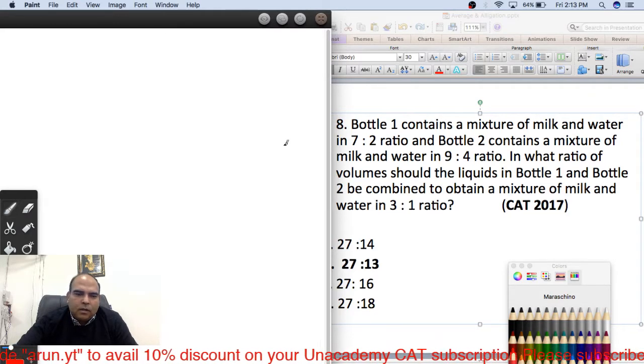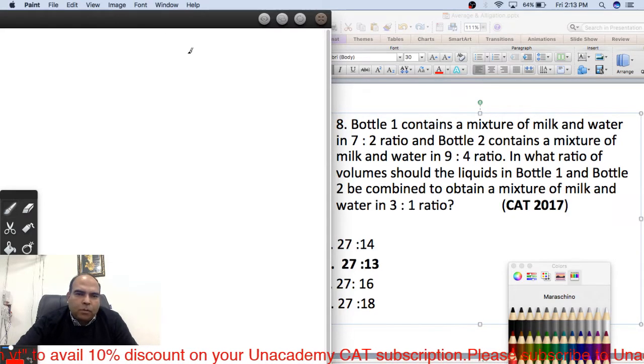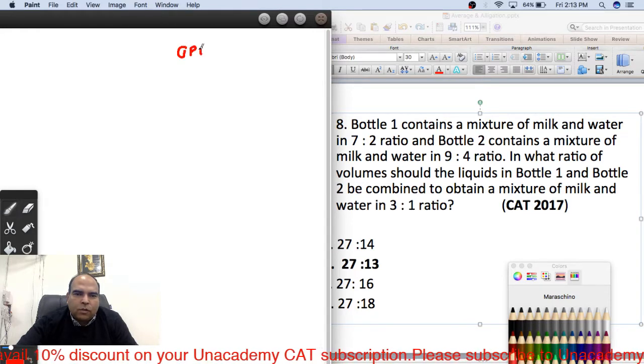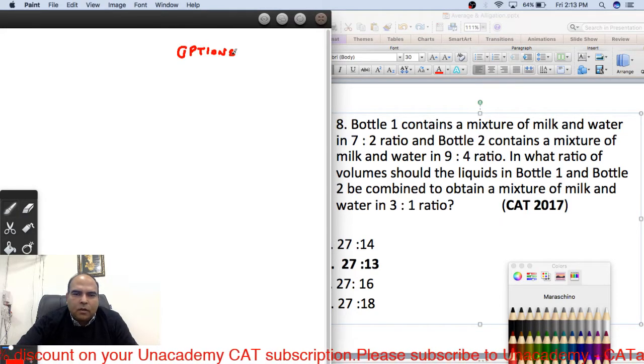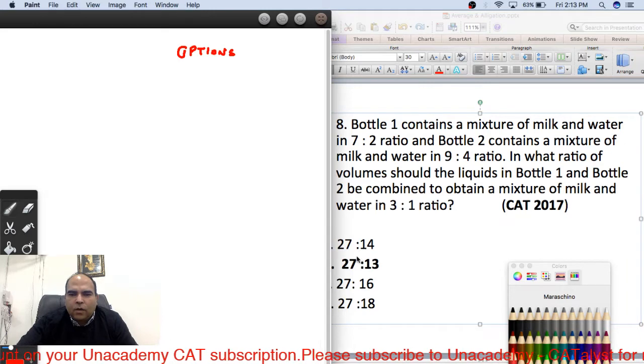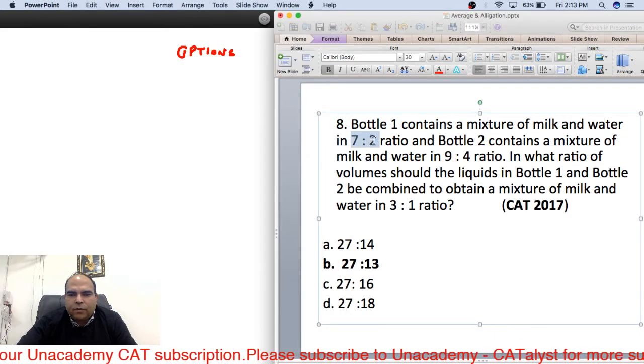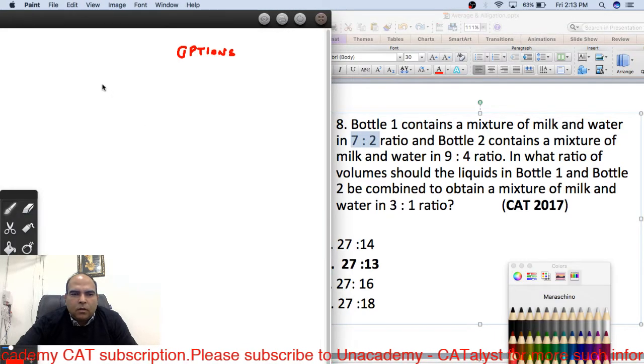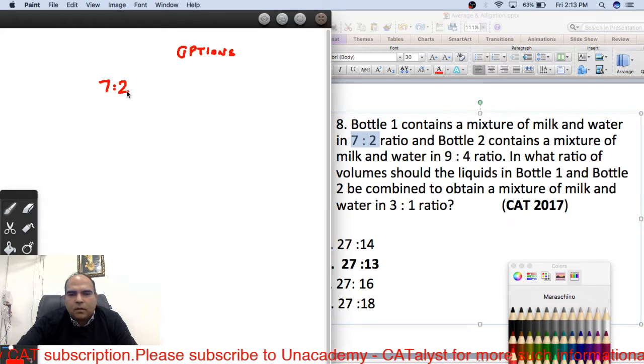The third way to do this could also be options. You could try to do this question through options straight. And if you try through the options, the first mixture, which is the 7:2 ratio, in all the 4 cases it is 27 liters.